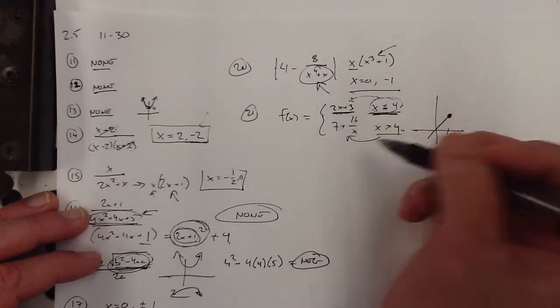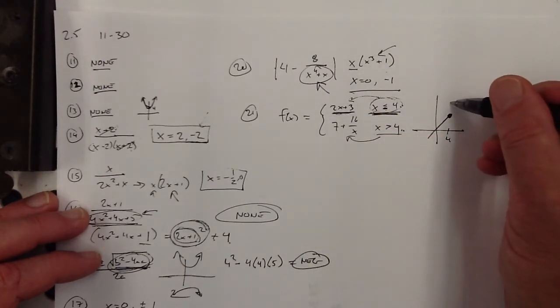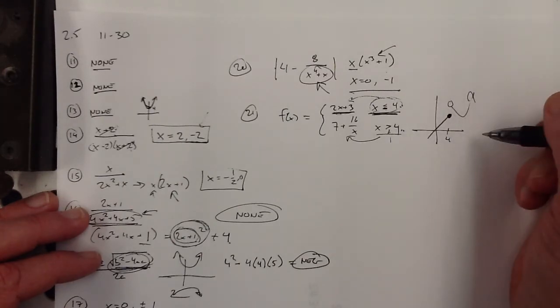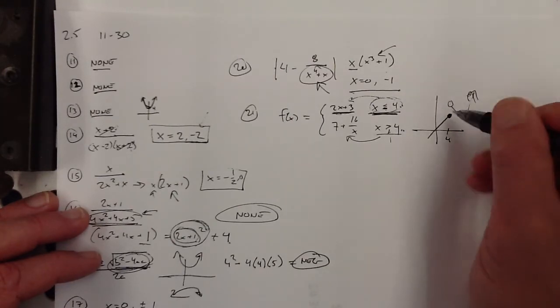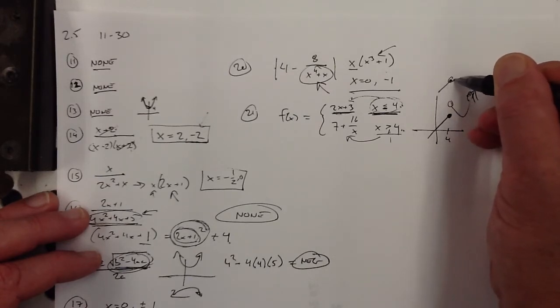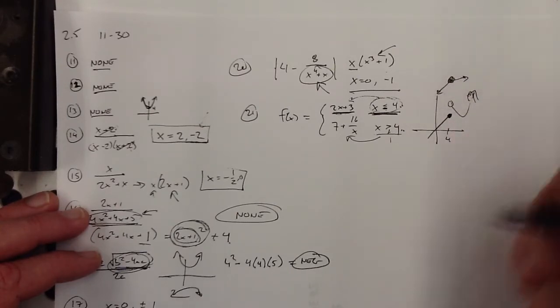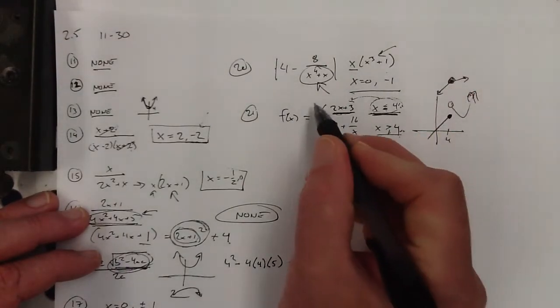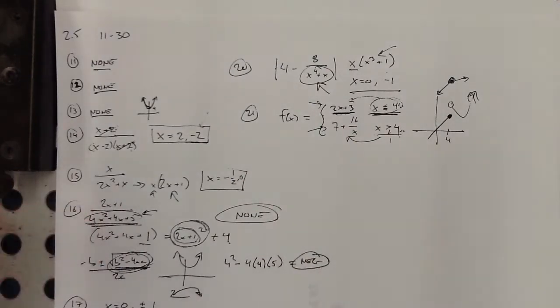And then this other piece, whatever that looks like, is going to pick up somewhere with an open circle because it doesn't have an equal sign. And there's two things that could happen. They can either match up like this and be continuous, or they can miss each other. So you have to plug that 4 into both of these to see if you get the same thing.